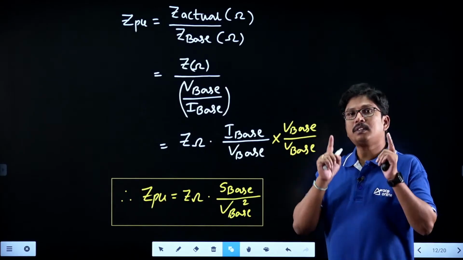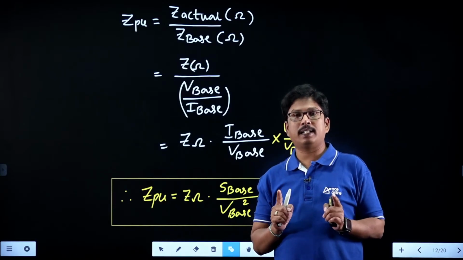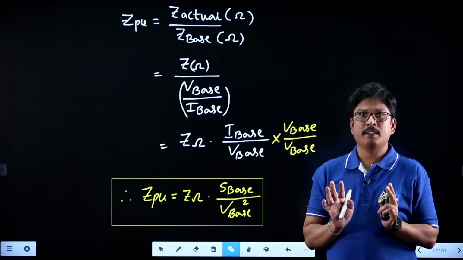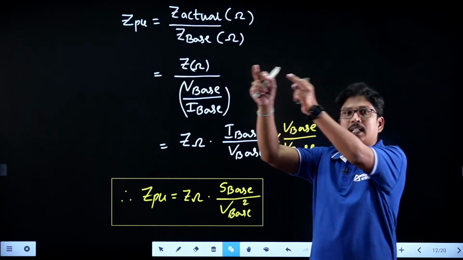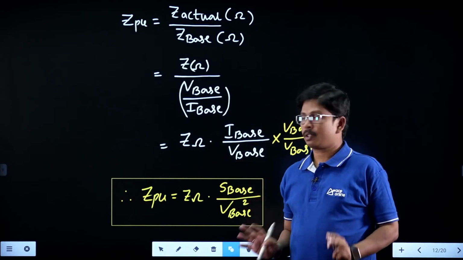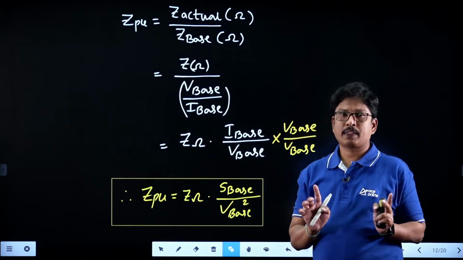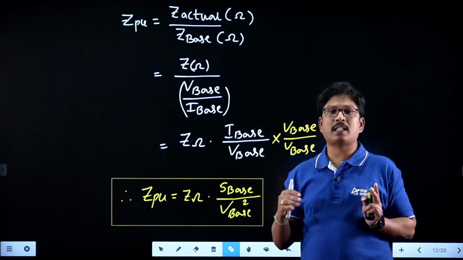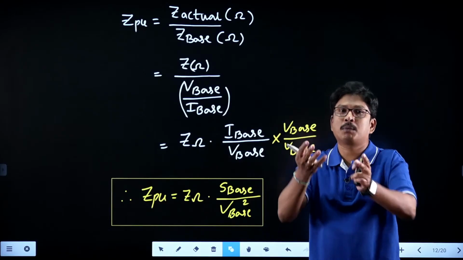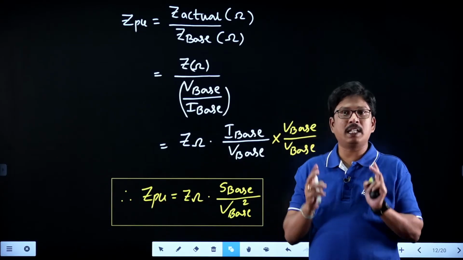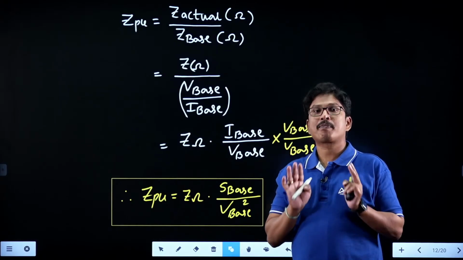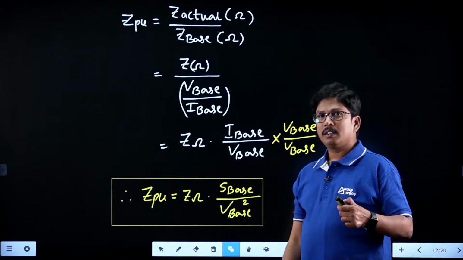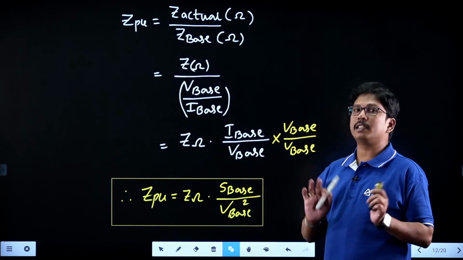They will ask what is the new per unit value based on the new base quantities. But remember that even if you change the base quantities, the actual quantity will never change. Why? Because you got only 50 marks, and they are calculating it based on different base quantities. So the ohmic value will never change. A 1 ohm resistor is always a 1 ohm resistor. If you change the supply voltage or anything, that 1 ohm resistor will not become a 2 ohm resistor. Its per unit value or percentage value may change, but the actual value will never change. Clear, students?